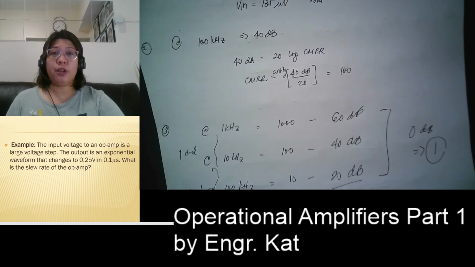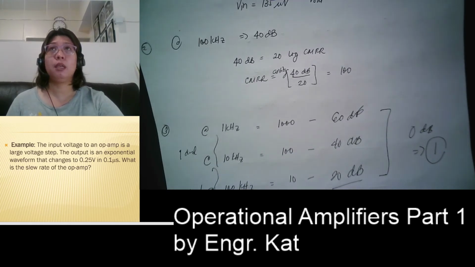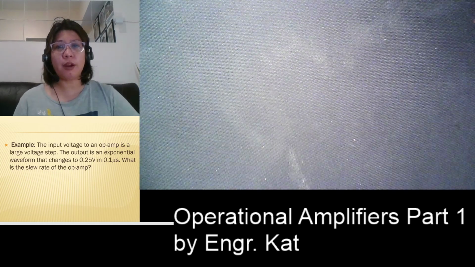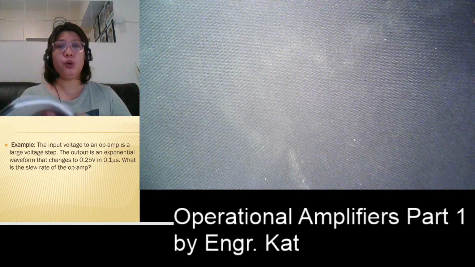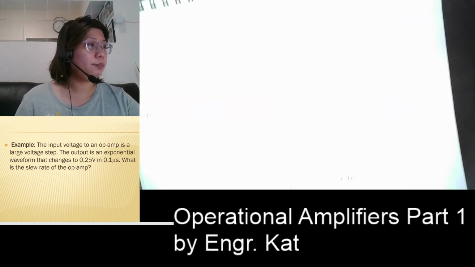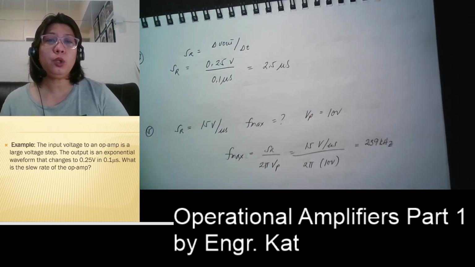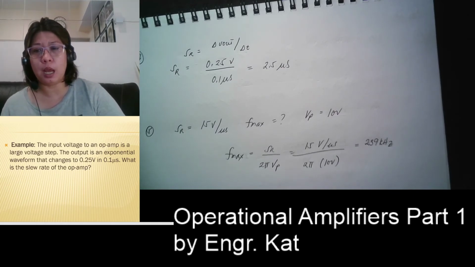So we have here another example regarding slew rate. It says here the input voltage to an op amp is a large voltage step. The output is an exponential waveform that changes to 0.25 in 0.1 microsecond. What is the slew rate of the operational amplifier?